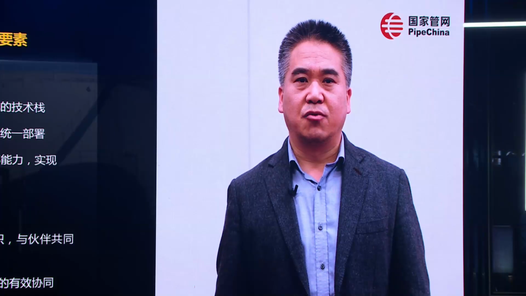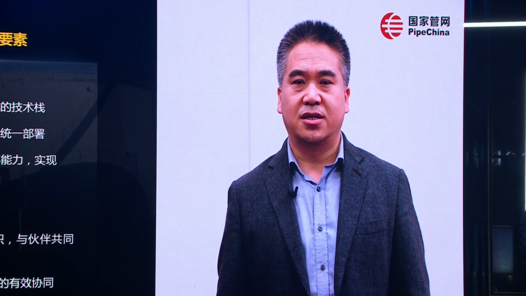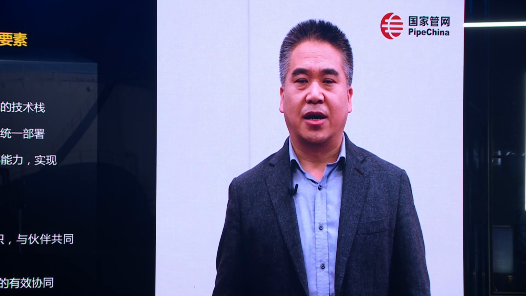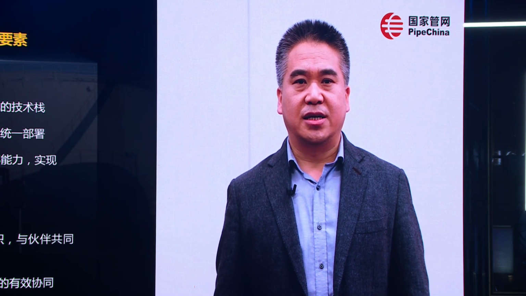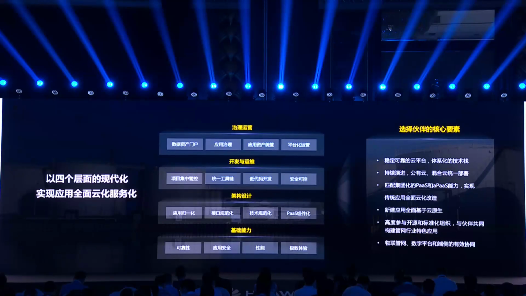First, modernization of basic capabilities, meet our requirements on the business regarding performance, security, and high reliability. And second, modernization of architecture design. Based upon the enterprise architecture principle, the applications must be aligned with the group-level application architecture. And based upon that, we addressed the requirements on standardized interfaces, PaaS components, and technical specifications.